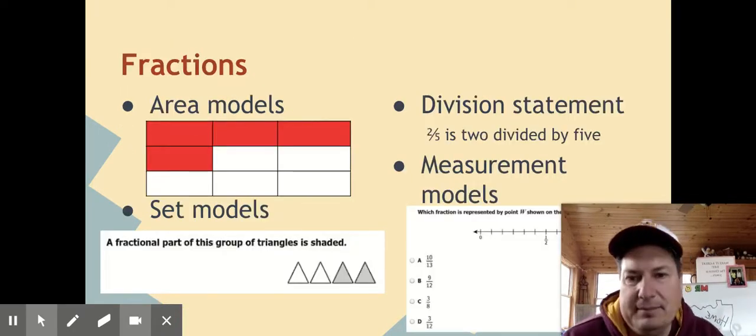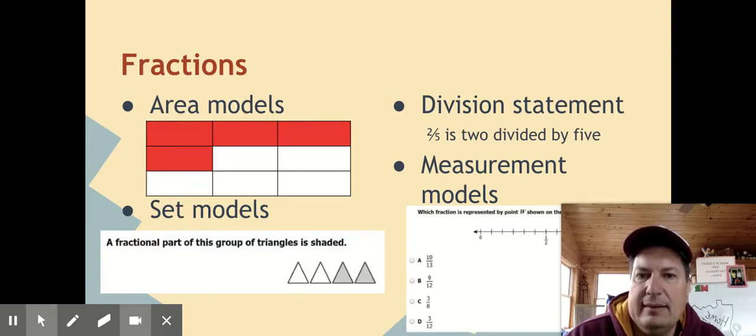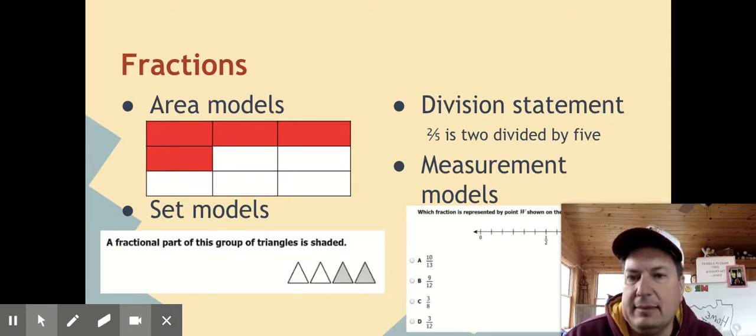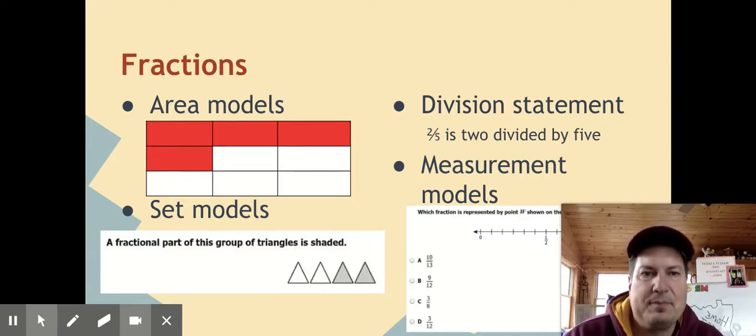So here's an area model. A fraction of this area is shaded. So it appears that 4 out of 9 are shaded red. Out of that bottom portion of the triangles, you have 2 out of 4 that are shaded. So therefore, you'd have 2/4, and up top, you'd have 4/9.